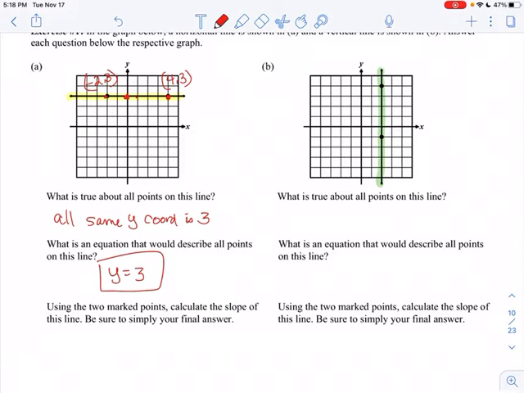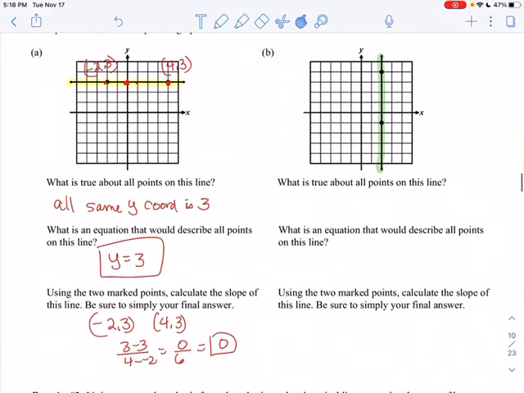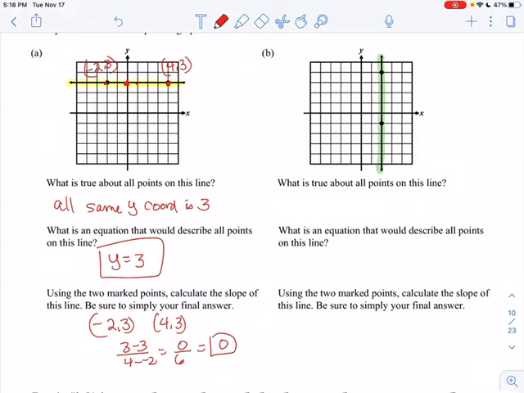Using the two marked points, I want to find the slope of that line, so (-2, 3) and (4, 3). I'm going to find the slope: 3 minus 3, the change in y, goes on top. 4 minus -2, the change in x, goes on the bottom, and 0 over 6 is 0. So that's a horizontal line, and that is a slope of 0.